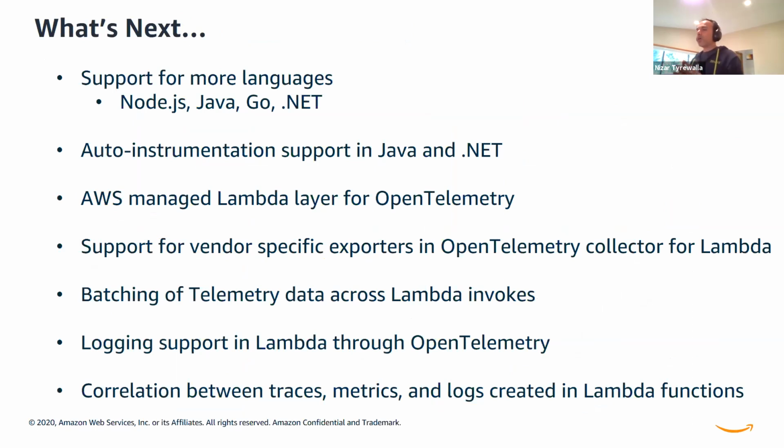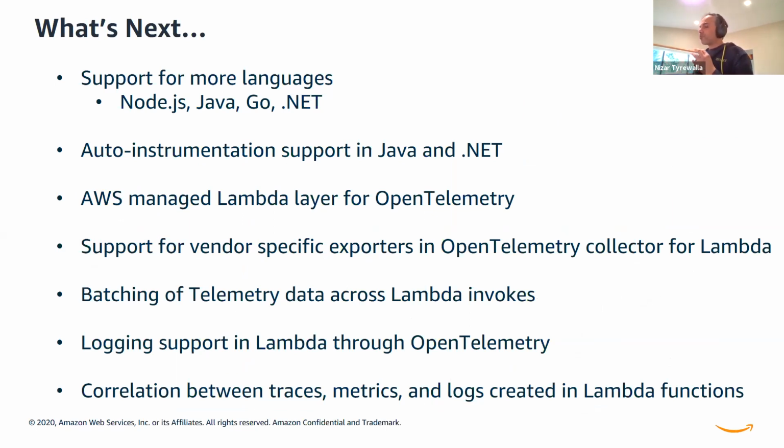Okay, so what's coming next, right? With the AWS distribution, the Lambda support is only for Python today. We are actively working on 4 other languages and more in future: Node, Java, Go, and .NET. We also want to emphasize that the instrumentation is very easy and simple to do.